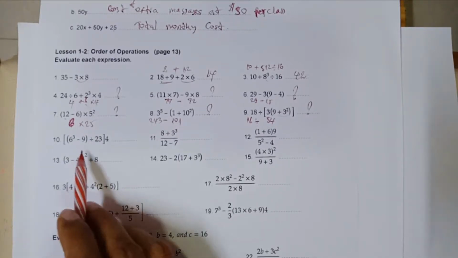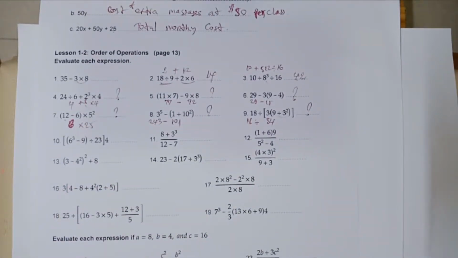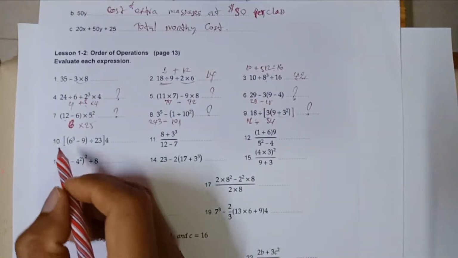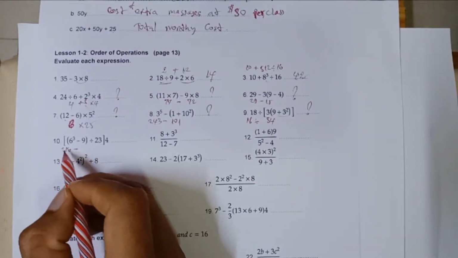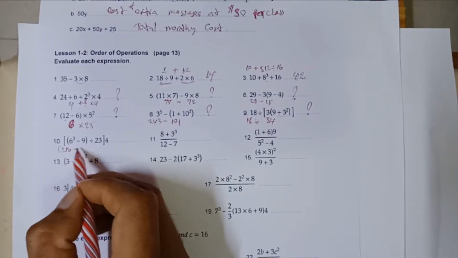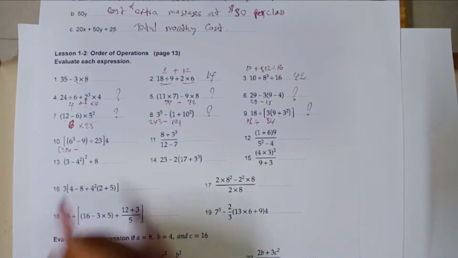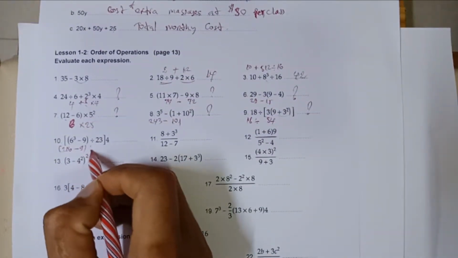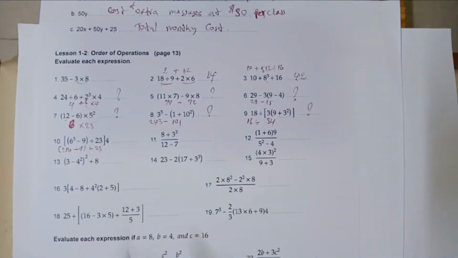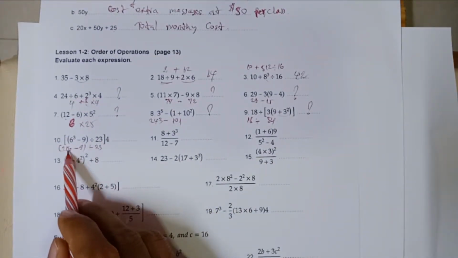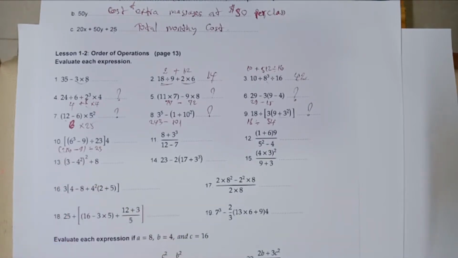And then this number, work with parentheses first. You have 6 to the third, which will give you 216, and you do the minus. Of course, it's in parentheses. You do the minus 9, and you divide by 23. We will do that later on. So you have 116 minus 9.